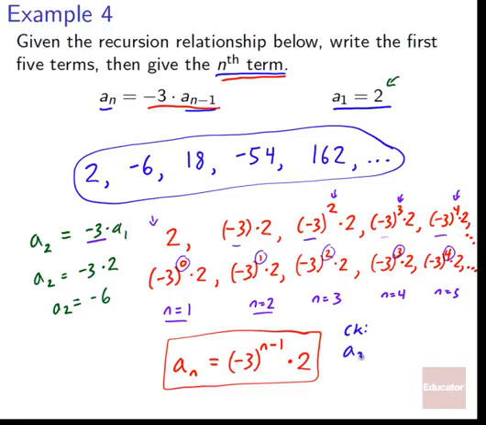So the third term, a3, is equal to negative 3 raised to the 3 minus 1 times 2. So that's negative 3 to the power of 3 minus 1, which is squared, times 2. Negative 3 squared equals 9, times 2. 9 times 2 is 18. And that checks out with what we already figured out is the third term. Great. So we figured out our general term, our nth term formula works out perfectly.